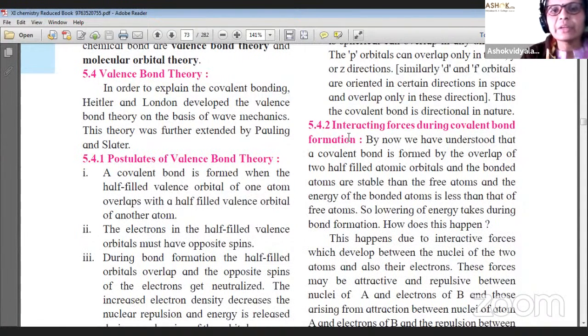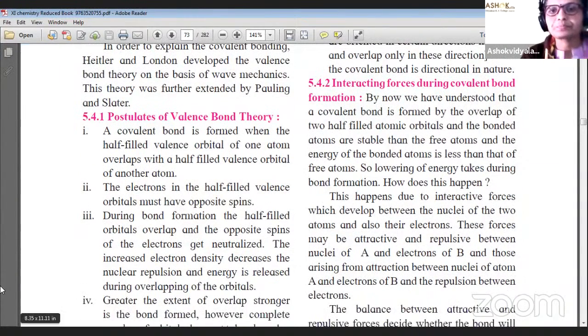See the interacting forces during the covalent bond formation. By now we have seen the postulates of valence bond theory, and you must have understood those. The covalent bond is formed by the overlapping of two half-filled atomic orbitals, and bonded atoms are more stable than the free atoms. The energy of the bonded atoms is less than that of the free atoms. So lowering of energy takes place during the formation of a bond.